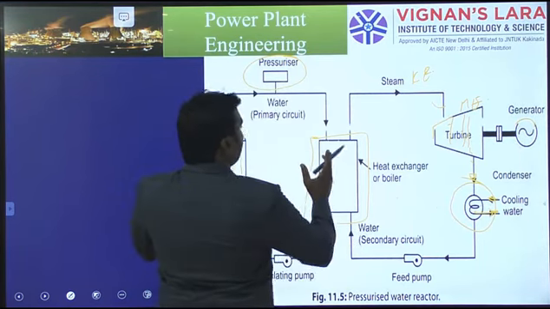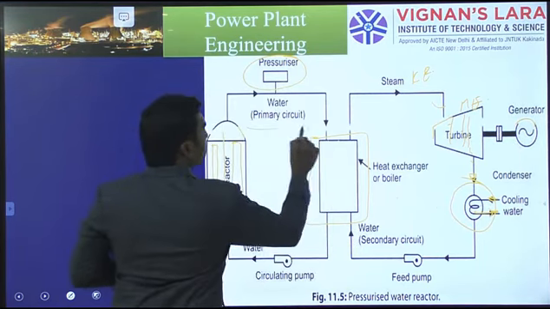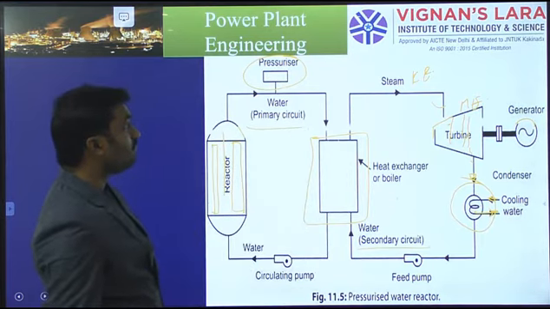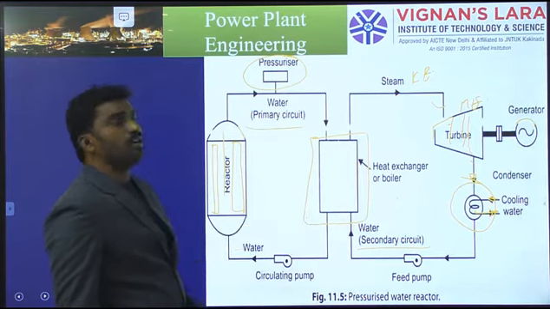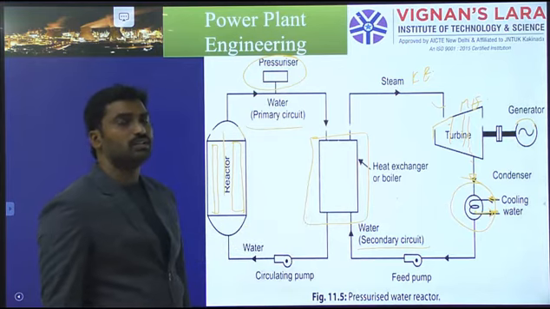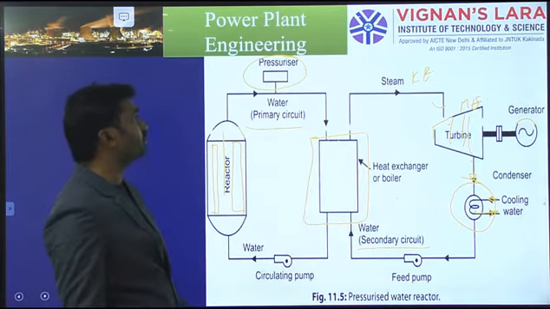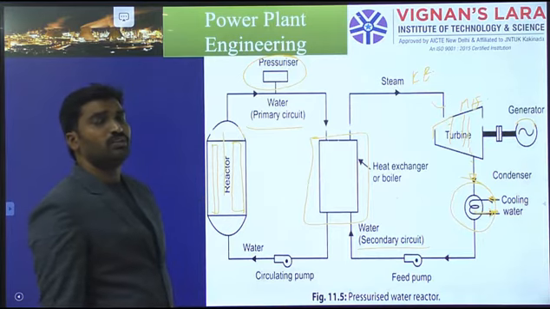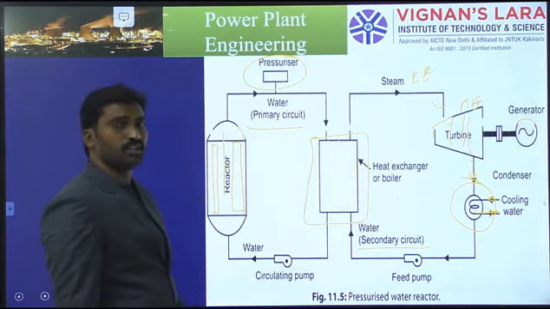So here we are divided into two circuits. One is the primary circuit and the second one is the secondary circuit. Okay. So this is about the pressurized water reactor. The main important variation, simply, is that we are using the pressurizer in the primary circuit. Okay. So what are the advantages?